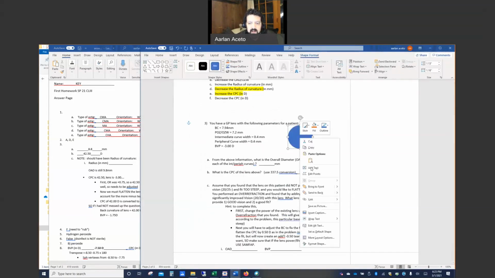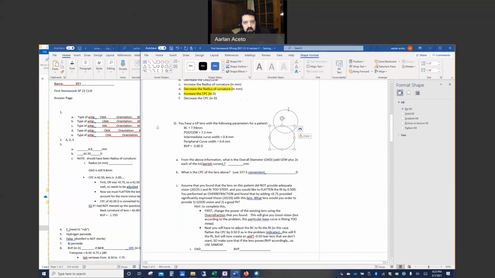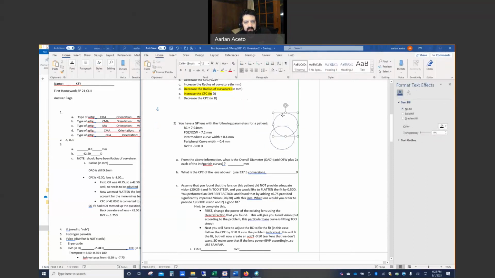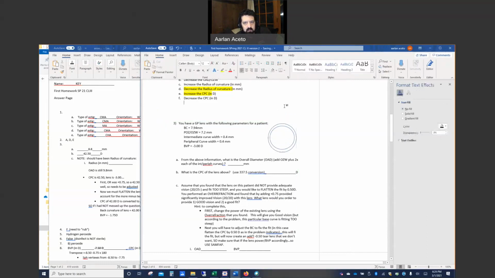we'll reformat this. So you'd be looking at a 7.2 millimeter overall diameter. You'd be looking at peripheral curves that were slightly bigger. Let's see if we center that. And the last one will be a little bigger. So if you actually did all this, this is what our lens would look like, give or take.